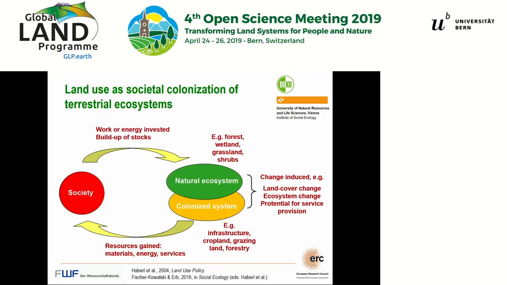Okay, so if we look at the land system in this perspective, it's quite useful to look at land use as a colonization of terrestrial ecosystems. That's a concept we use at the Institute of Social Ecology. The idea is that society invests work or energy or builds up stocks to transform natural ecosystems into colonized terrestrial ecosystems. You may see that we change forests, wetlands, natural ecosystems into systems like infrastructure areas, cropland, grazing land, forestry. Of course, this is in order to gain services like materials, like biomass, but also certain services like transport services that require infrastructures where you can drive a car or a train.